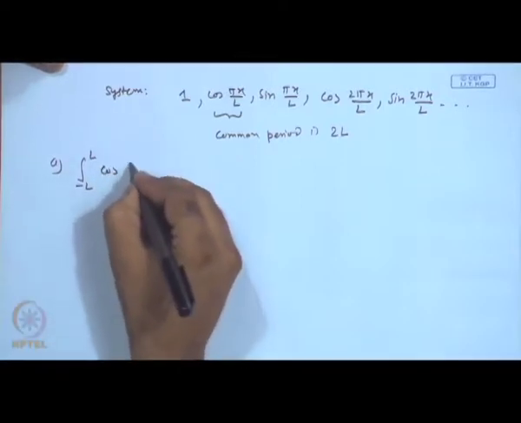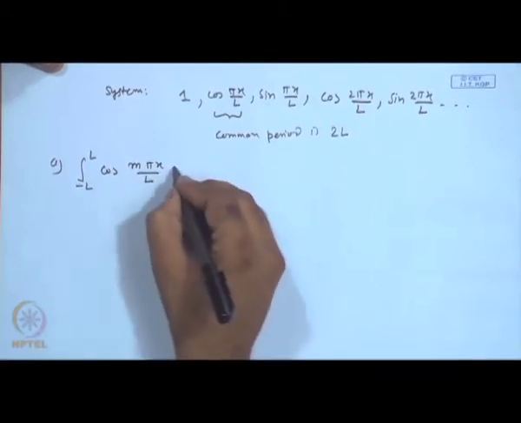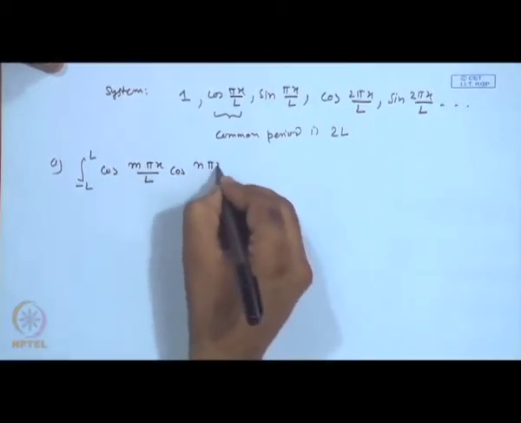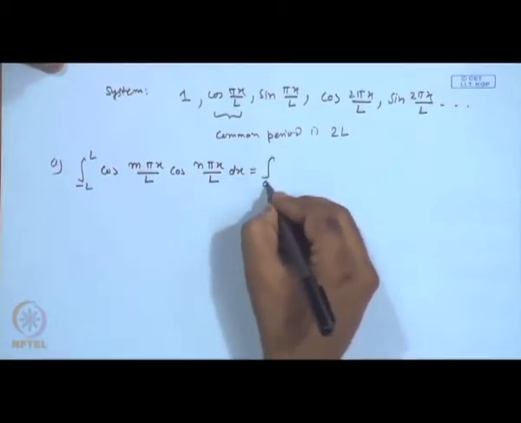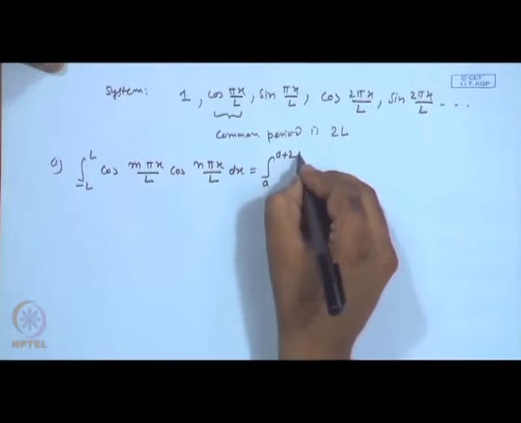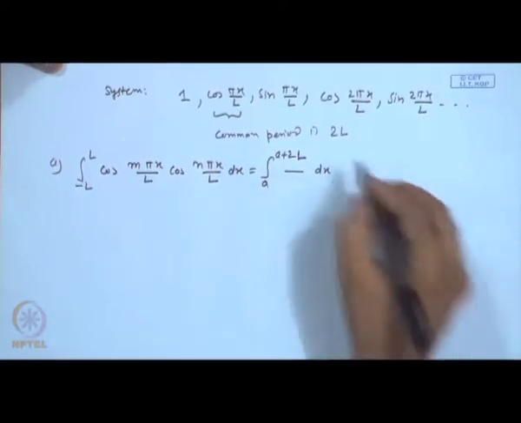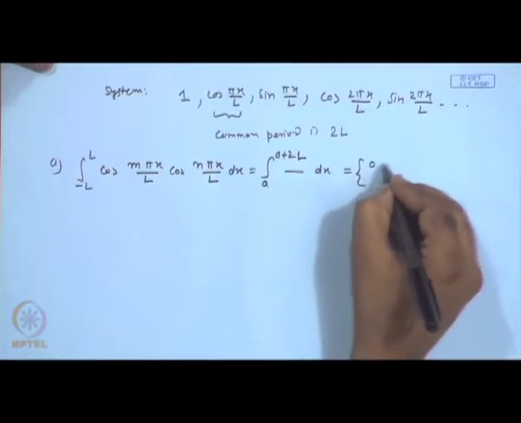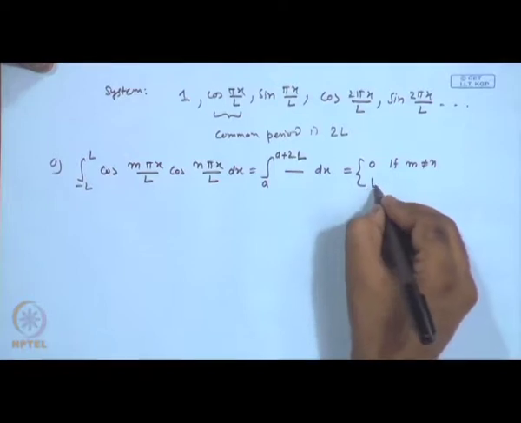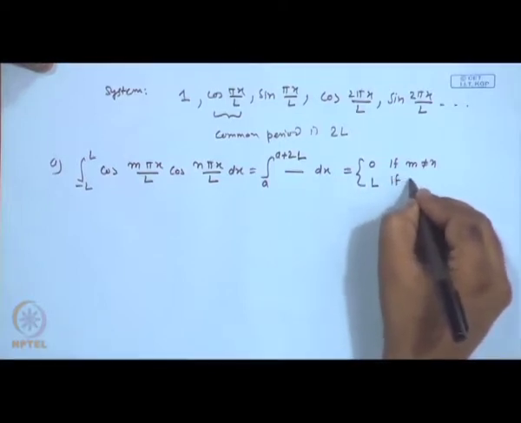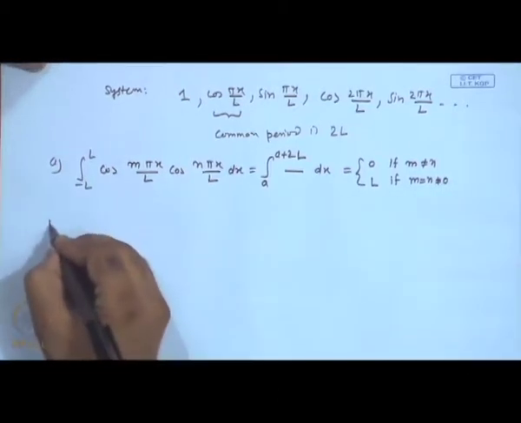So, we have cos m pi x over L and cos n pi x over L dx, or we take this from a to a plus 2L with the same integrand, and this will be equal to 0 if m is not equal to n, and will give us L if m is equal to n and not equal to 0.